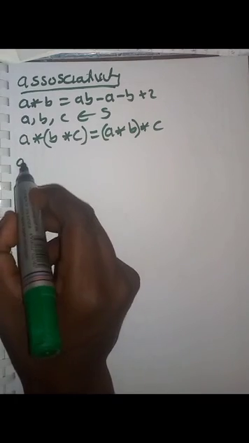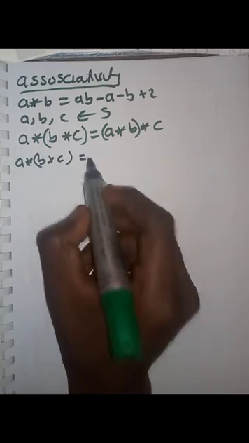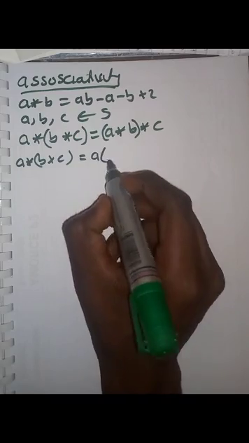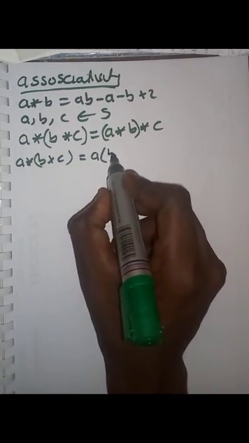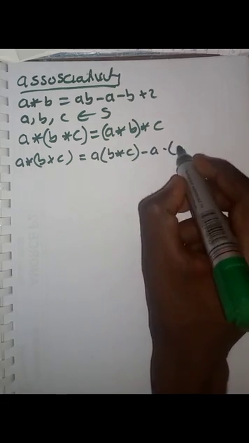Let's start with the first one. A star B star C. In this case, that is going to give us my A in this case still remains A. So I'm going to have A. What is my B? My B in this case is B star C. Then minus A again minus B star C.